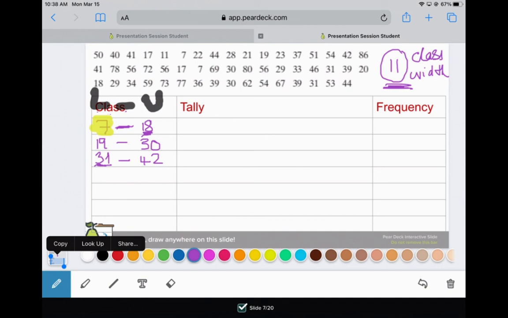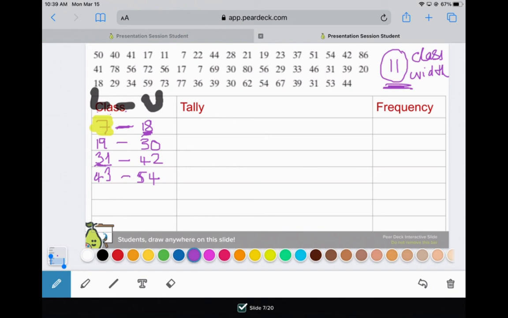Okay. So now let's do the next one. What is my next lower limit number going to be? 43. Good. Then to find the upper limit, I'm adding 11, right? So what would that be? 43 plus 11, 54. Good.